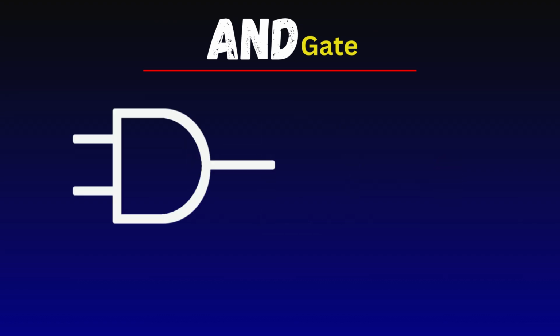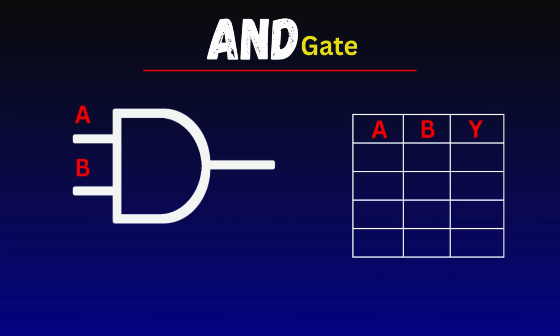Now we have a logical AND gate. It has two inputs, A and B. Now the two inputs of this gate are 0 and 0. The output would be 0 according to the AND gate principle.